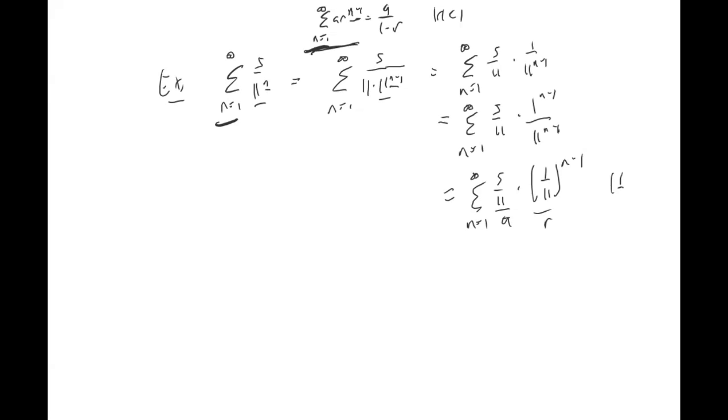And the absolute value of 1 over 11 is certainly less than 1, so we use the formula. This is equal to A, which is 5 over 11, over 1 minus R, which is 1 minus 1 over 11. And you get, what is that, 5 over 10? So this is a half. Everyone good on this? Let's do one more for practice.